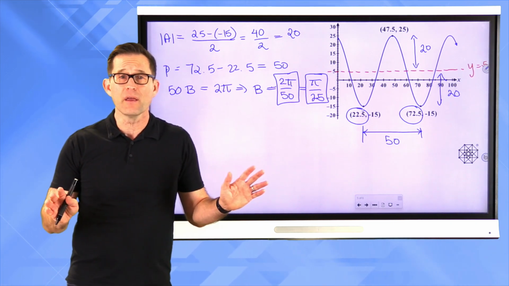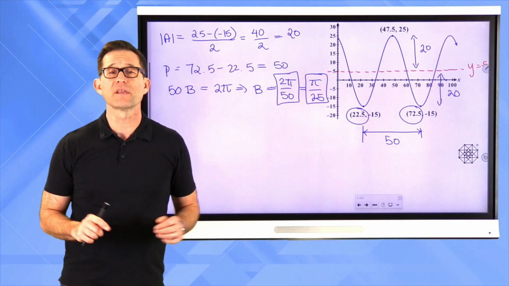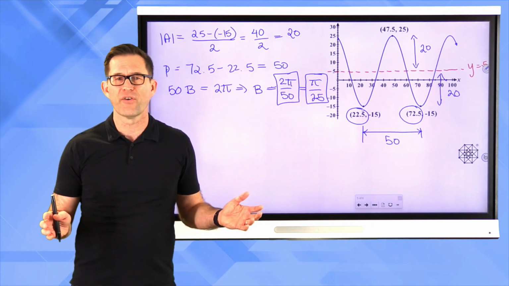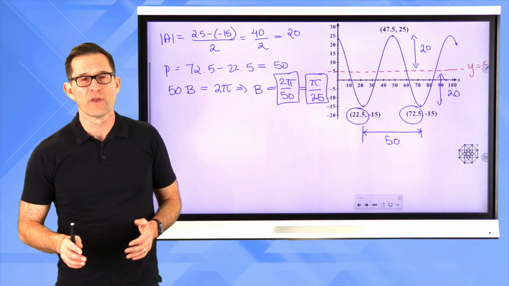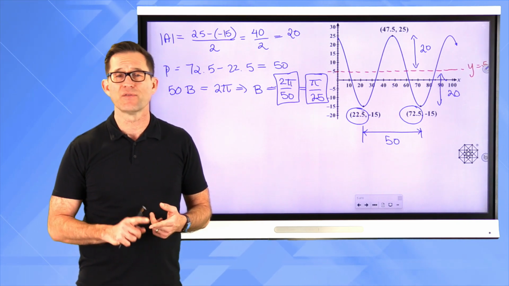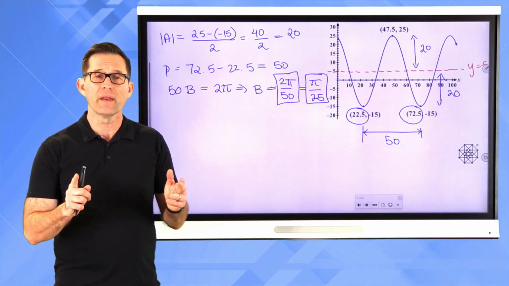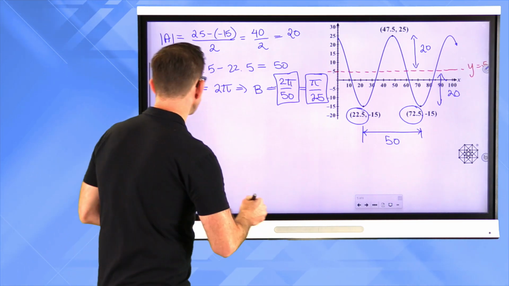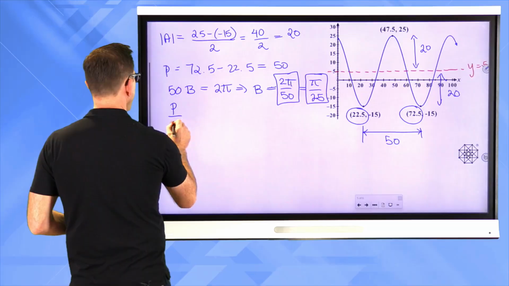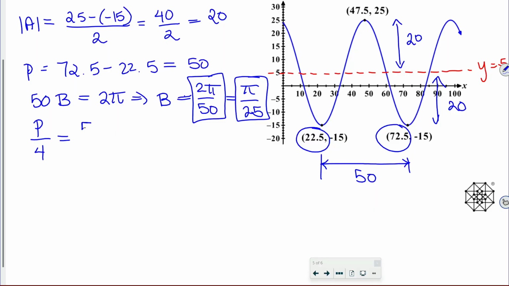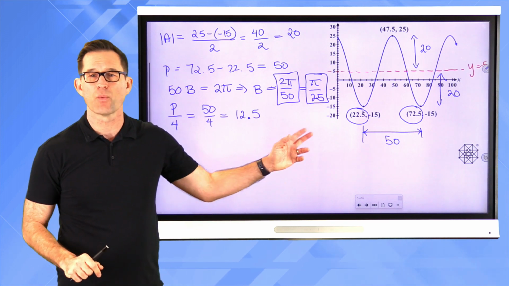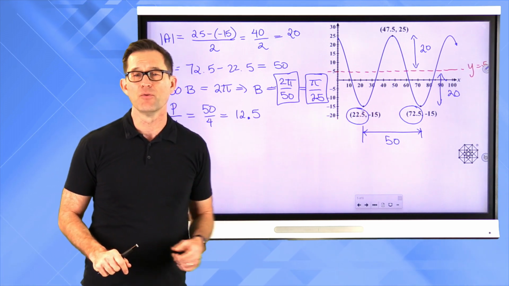All right, now I've got 3 out of the 4 things that I need for my model, or maybe 3 out of 5, right? Because the other 2 things are 1, the horizontal shift, and 2, whether I'm using sine or cosine. Now, one thing I would like to know right now is what a quarter of the period is. And that's a little bit messy. P divided by 4, a quarter of the period, 50 divided by 4 happens to be 12.5. And that's a little bit messy, but it also probably explains why I've got this 22.5, 72.5.